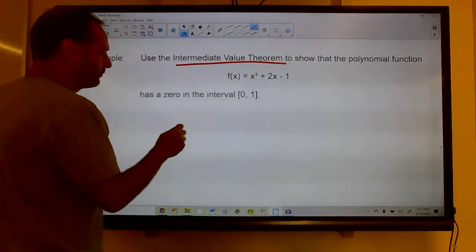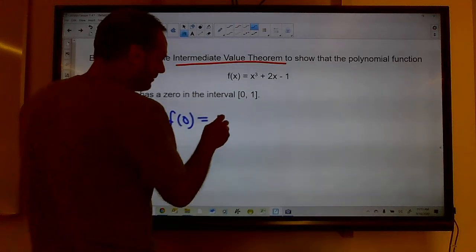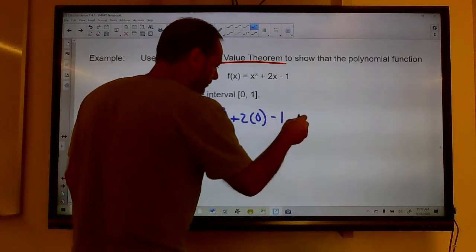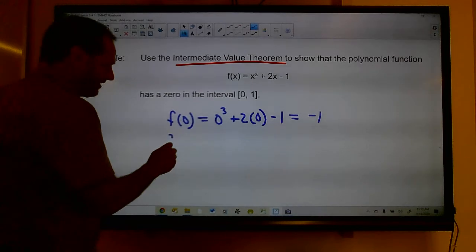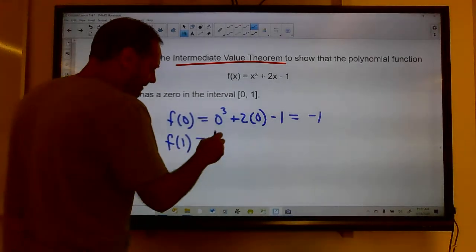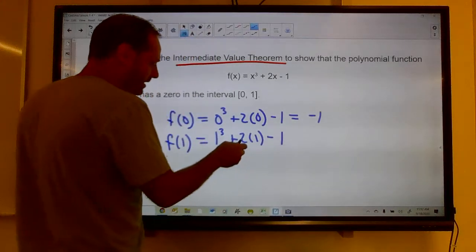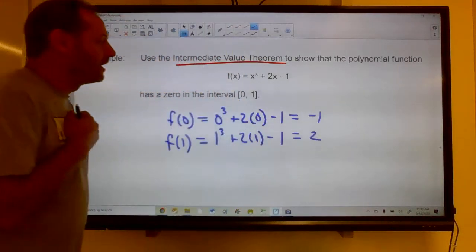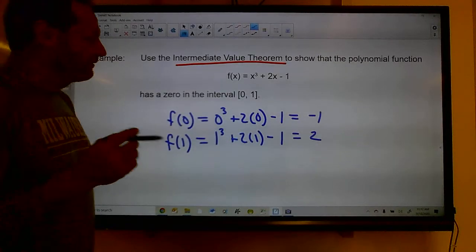Well, we're just going to go ahead and find f of 0. F of 0 would be 0 cubed plus 2 times 0 minus 1, which is negative 1. And then we're going to find f of 1. That would be 1 cubed plus 2 times 1 minus 1. That's 1 plus 2 is 3 minus 1, that's 2. Now I know for a fact there has to be a 0 in there. How do I know that?